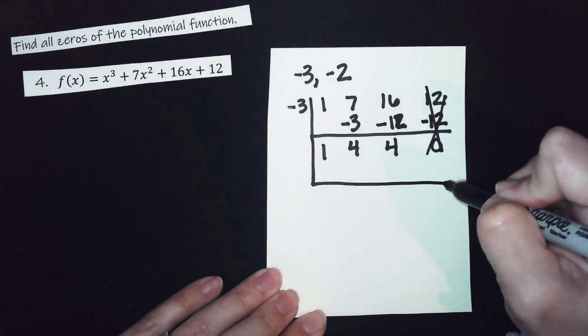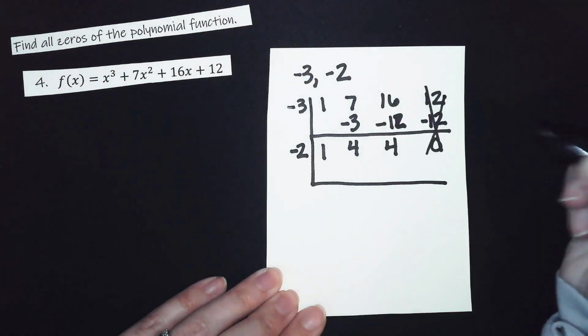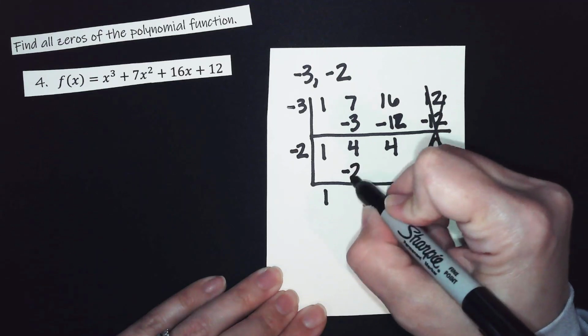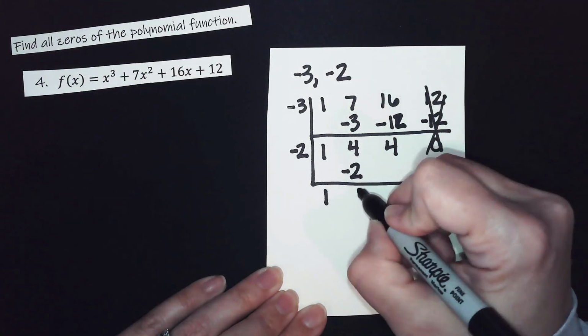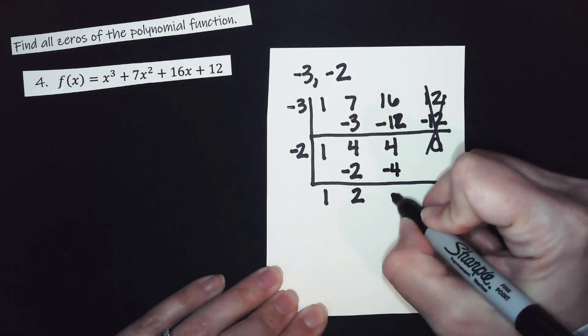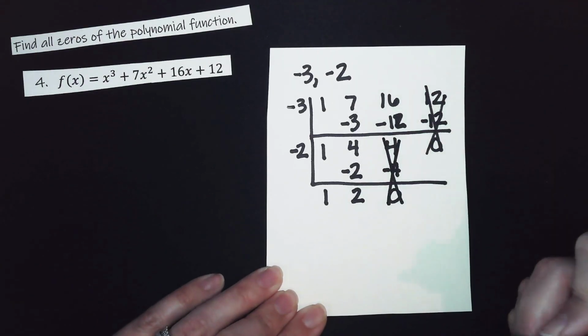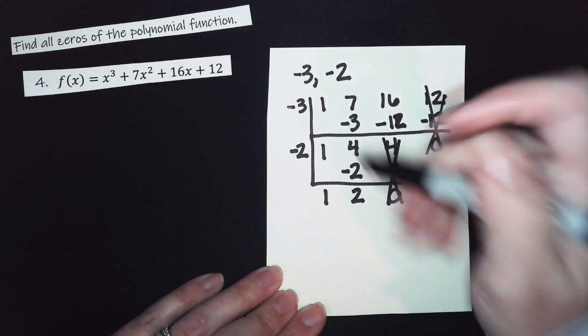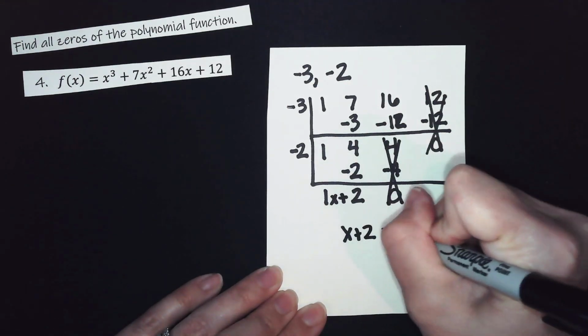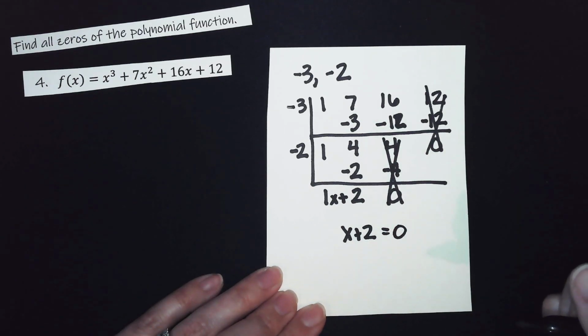And then let's divide out negative 2. Bring down your 1. 1 times negative 2 is negative 2. Add to 4. 2 times negative 2 is negative 4. Now you have a remainder of 0. All right, this is the constant. This has an x. So x plus 2 equals 0 is still left of our polynomial.